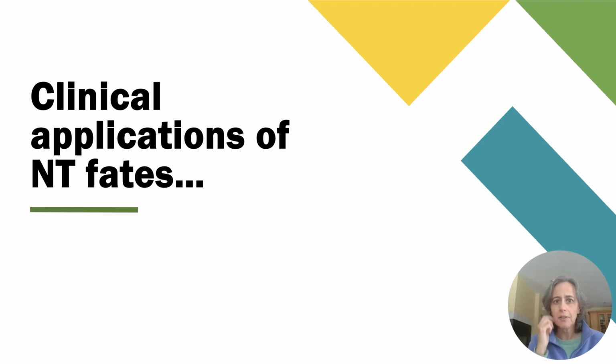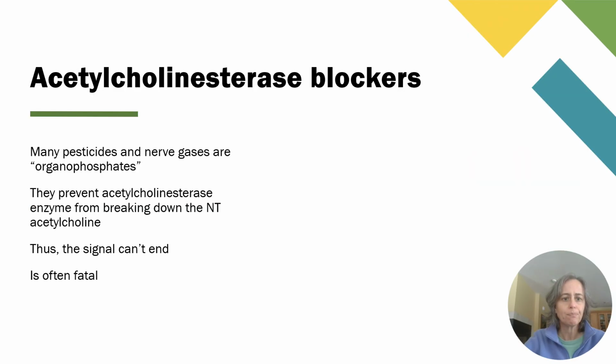So there's a lot of clinical applications of these different ways that neurotransmitters get removed from the synapse, get inactivated. And so I'm just going to talk about a couple. One is things that block acetylcholinesterase. So let's remember acetylcholinesterase is the enzyme that breaks down acetylcholine. So if we block that, then we can't break down the neurotransmitter acetylcholine. And so acetylcholine, once it's released into the synapse, is going to stay there.